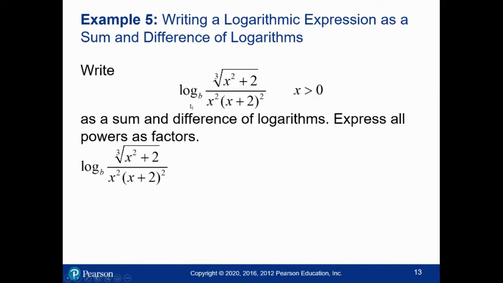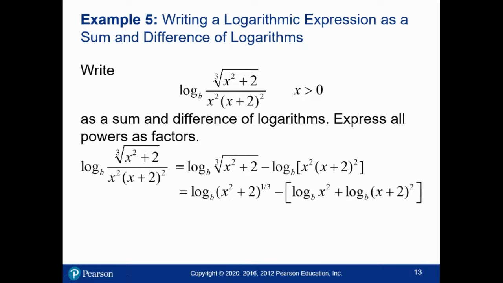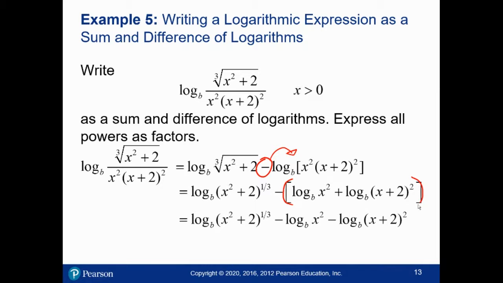So first, we're going to break it up as the log of the numerator minus the log of the denominator. The denominator can be expressed as the log of x squared plus the log of x plus 2 squared, but that's all in the denominator. So notice that this minus sign distributes across this entire thing. Across this sum, I have a minus sign, which means I'm going to end up subtracting both of them. This is a really easy mistake to make.